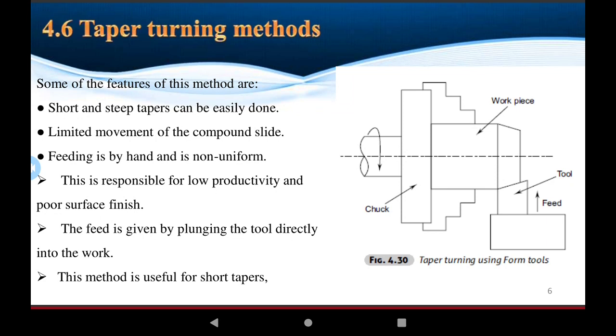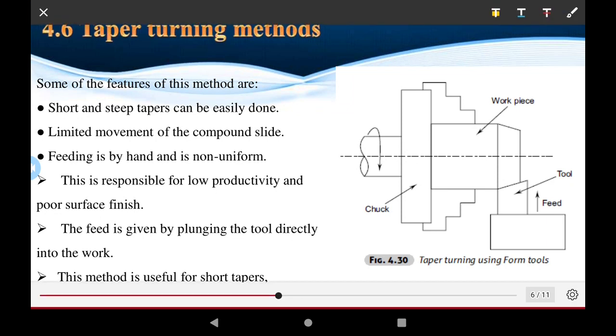In this operation the feed is given by propelling the tool directly into the work. This figure shows the chuck of the machine.